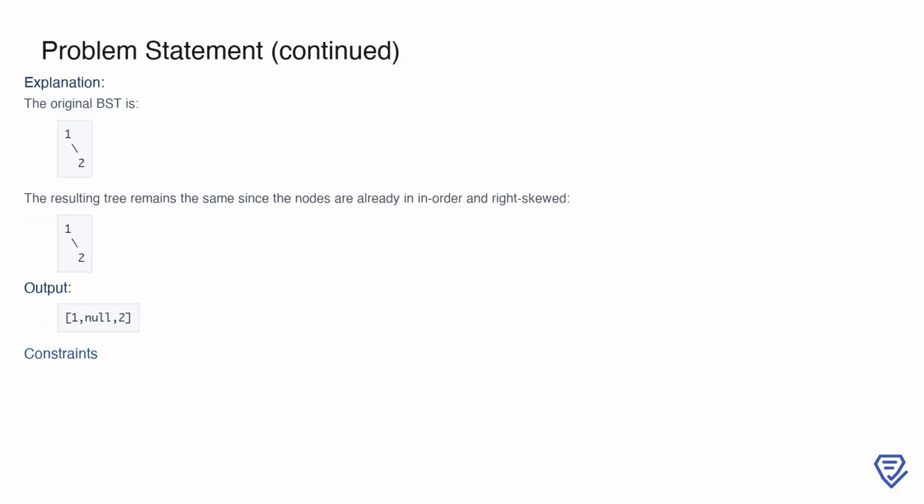In the second example, the input tree is much simpler. It contains just 2 nodes, one is the root, with 2 as its right child. Since this tree is already in the desired right-skewed structure and follows in-order traversal, no changes are necessary. The output remains the same as the input. This demonstrates a scenario where the input tree already meets the problem's requirements, so it is returned as is. The output in this case is represented as 1, null, 2.